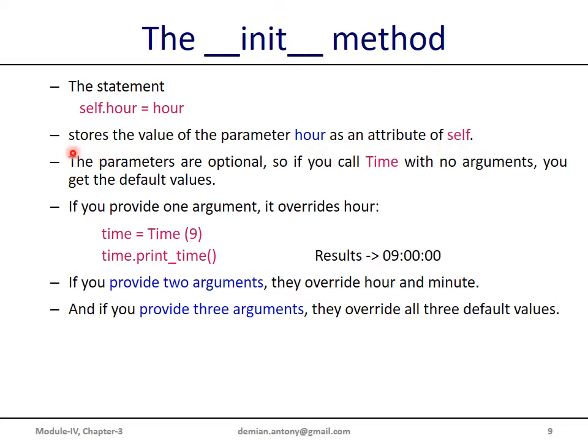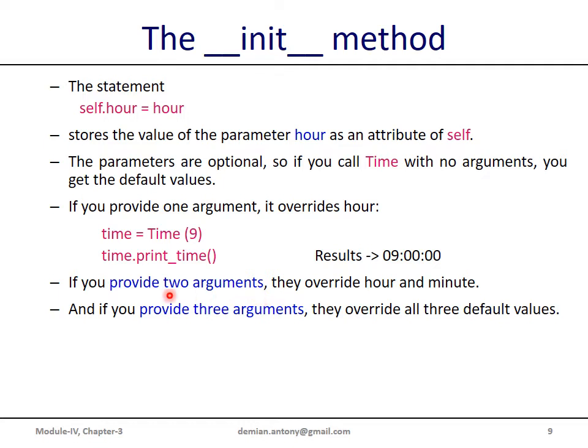And as I said, all these three parameters are optional. If you call just t is equal to Time with no arguments, then hour, minute and second get 0. If we provide an argument like this, then the first parameter, hour, gets the value 9, and the result of this is we get 9:00:00. And if you provide two arguments, they override hour and minute. Hour gets the value as well as minute, and second gets the default.